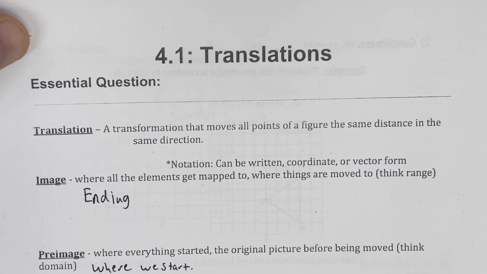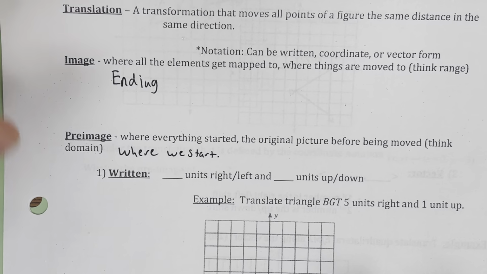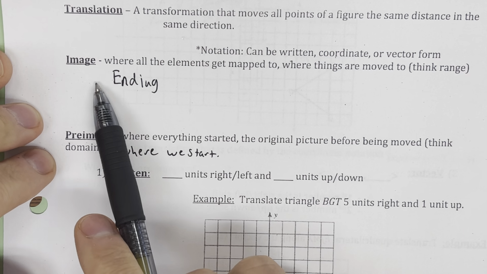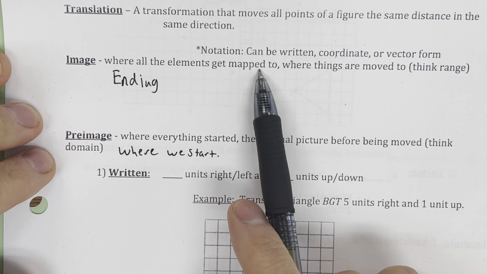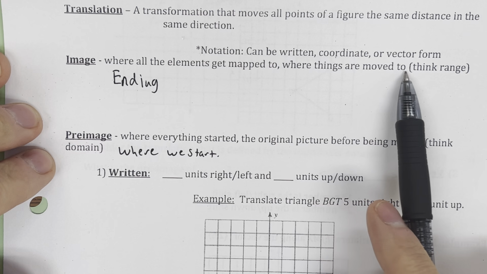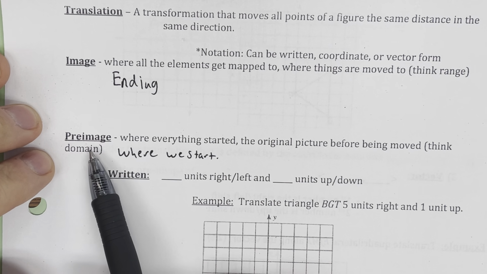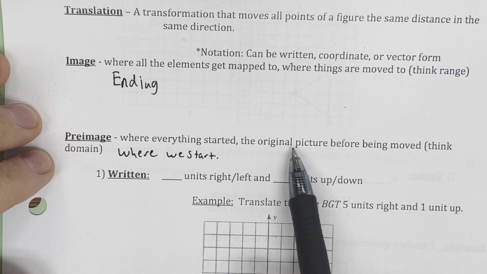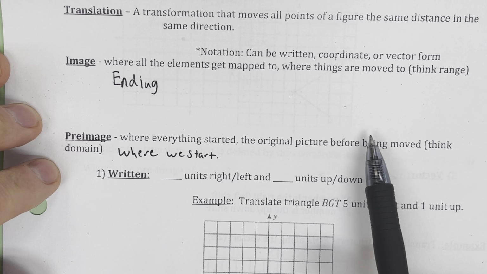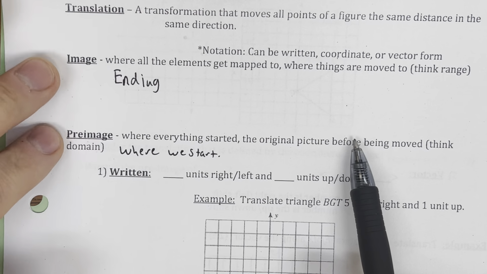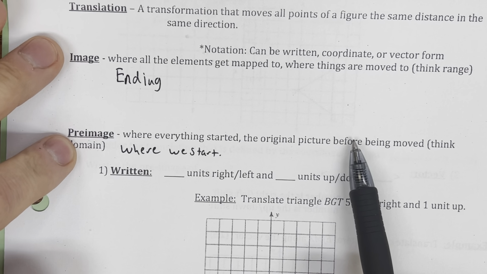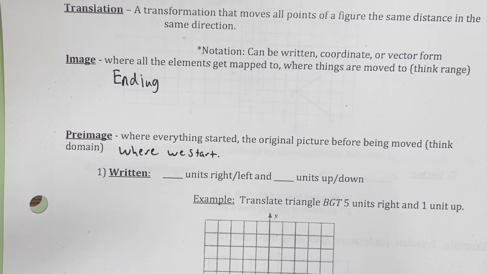Before we do that, we need to identify two terms, and the two terms are image and pre-image. The image is where all of the elements get mapped to, where things are moved to. Think of the range. It is the end point. Where did we end? The pre-image is where everything started. It's the original picture before everything was moved. All right, so we need to know those terms. Pre-image is where we start, image is where we end. It's like the end point.